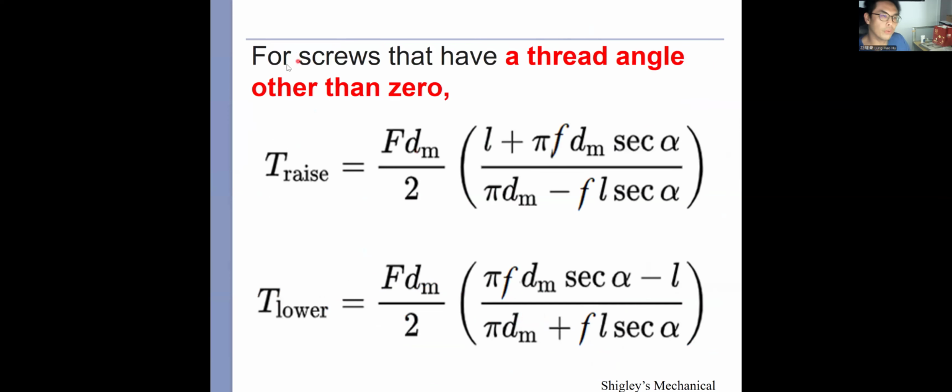Okay, so for a screw that has a thread angle other than 0, we can define these two torques, right? The torque needed to raise the mass, or the torque required to lower the mass. That means alpha is not equal to 0. Okay, so any questions?